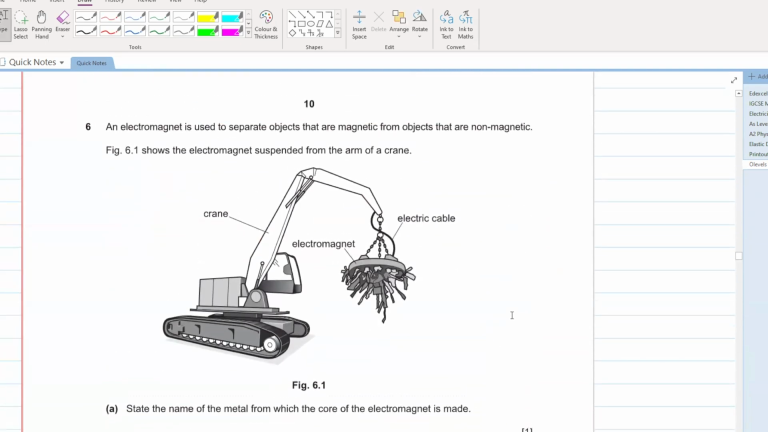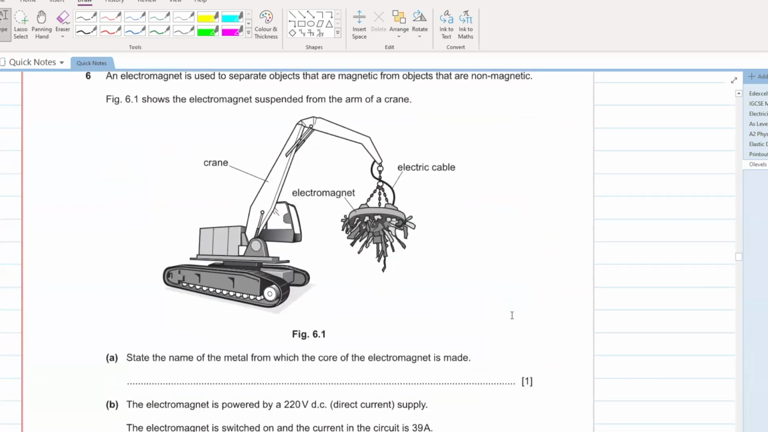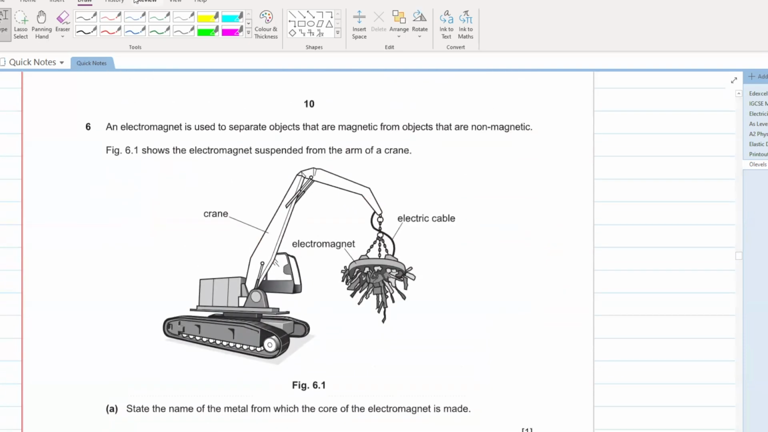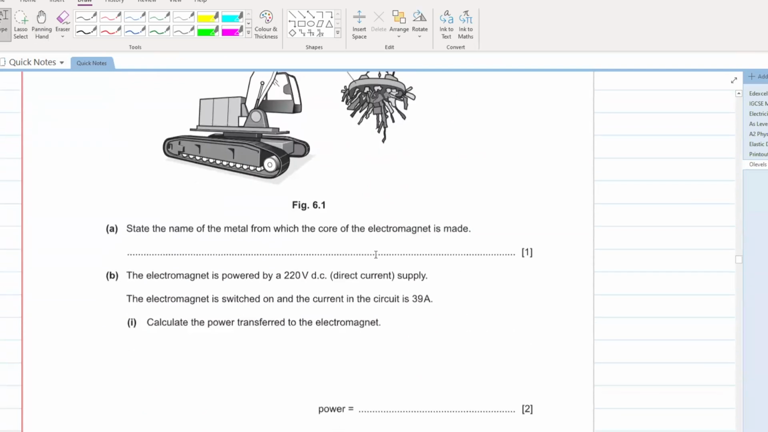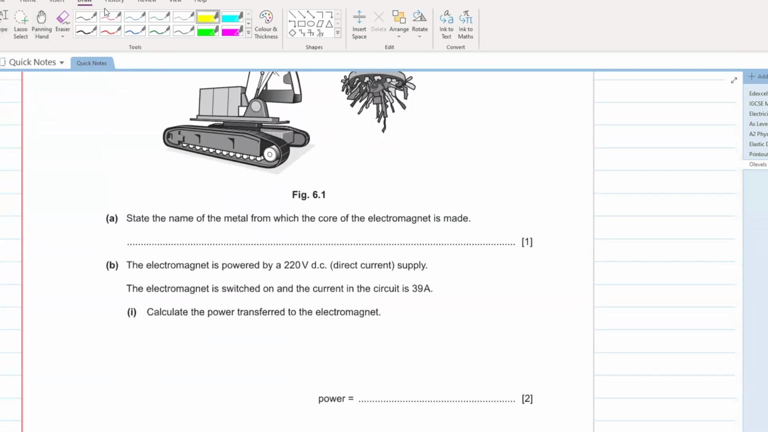An electromagnet is used to separate objects that are magnetic from objects that are non-magnetic. Figure 6.1 shows the electromagnet suspended from the arm of a crane. State the name of the metal which is used as the core of the electromagnet. Which metal is used as the core? Iron, or you can say soft iron.